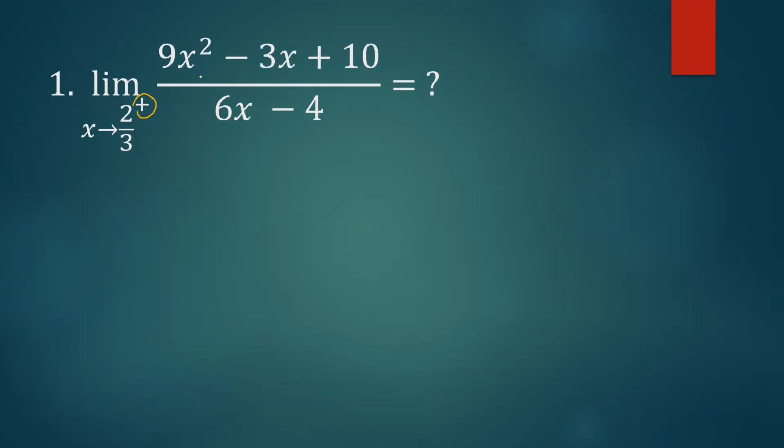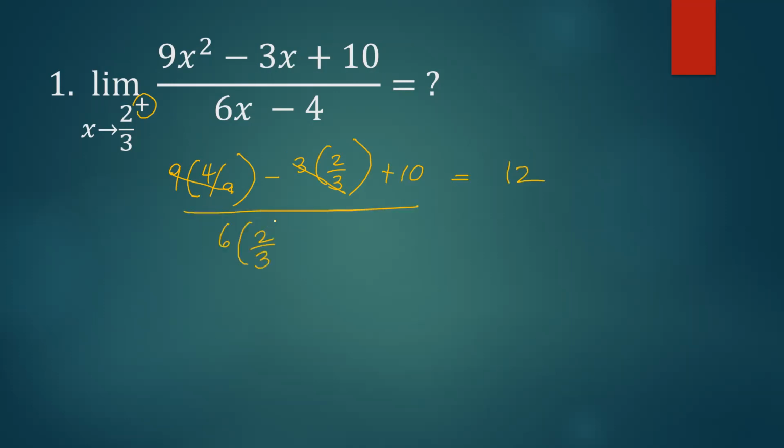This will be 9 times 4, 9. So it's 4 minus 2. Sorry, hindi pala, no? 4 minus 9 times 2/3, 9 times 4, 9s. Minus 3 times 2/3 plus 10. Okay, so this will be 4 minus 2. 2 plus 10 is 12. Tapos sa baba natin, that is 6 times 2/3 minus 4. This is 4 minus 4, so yun yung 0.